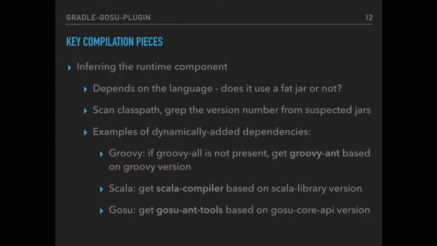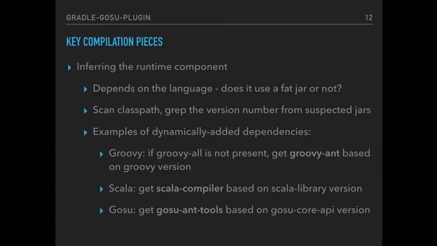So I mentioned inferring the runtime component. What does this mean? Depending on the language, it may use a fat jar, which includes the compiler logic as well as the runtime logic, or as it is with Gosu, those are broken out into separate libraries. So when we infer the runtime component when the plugin is applied, the first thing we do is look at the classpath and check that at least the Gosu core API jar is available. Based on the presence of that jar, Gradle provides a version number class, which has a regular expression that is going to strip out just the version number. So I know I'm using Gosu 1.12.